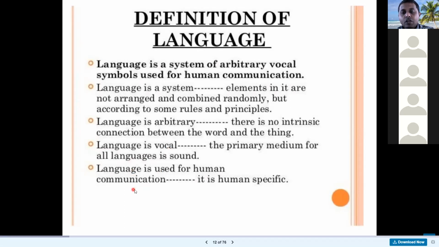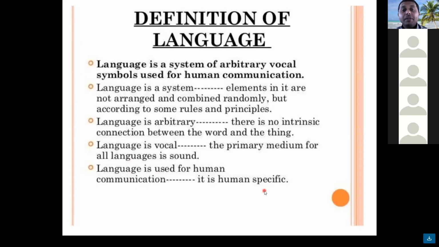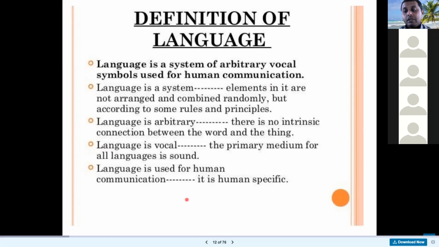Next definition: language is used for human communication. It is human specific. We have discussed this thing earlier. Only humans can communicate through language successfully and completely. Animal communication is there, but animal communication is a limited form of communication. Animals do communicate, but their communication is limited up to the basic needs of their life, like hunger, like love, like anger, isn't it? But as far as human language is concerned, we have unlimited scope for a language, isn't it? So we humans speak language more than the basic needs like hunger, love, anger, right? So language is used for human communication. It is human specific.